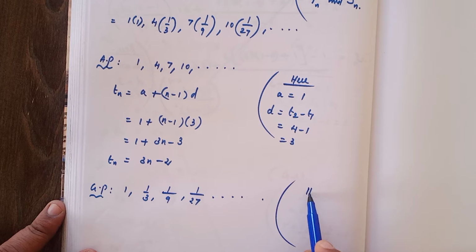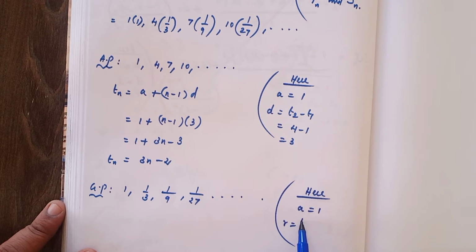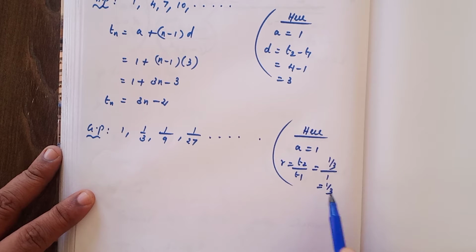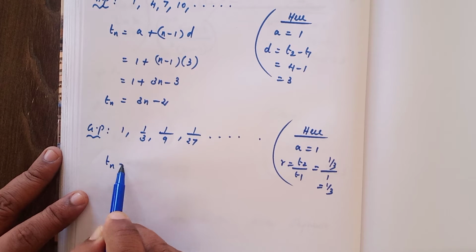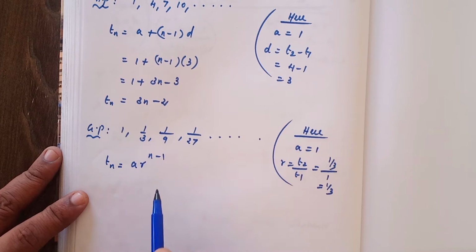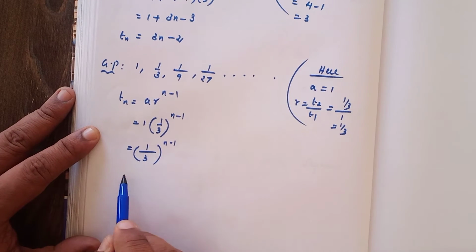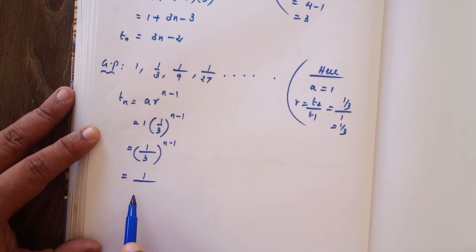Here a is equal to 1, the first term, and r is the second term divided by first term. The second term here is 1 by 3, first term is 1, so r is 1 by 3. Here Tn formula is a into r power n minus 1. A value is 1, r value is 1 by 3, so 1 into anything is the same thing: (1 by 3) power n minus 1, which is 1 divided by 3 power n minus 1, since 1 power anything is always 1.